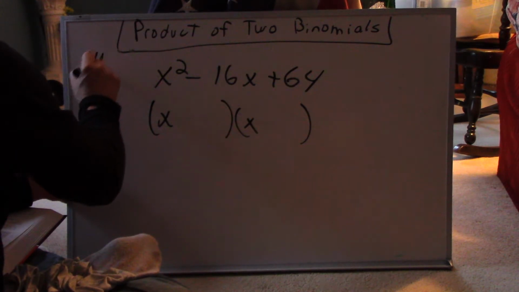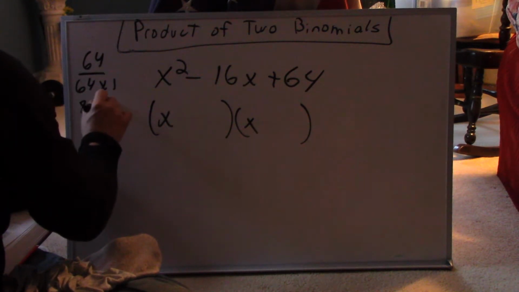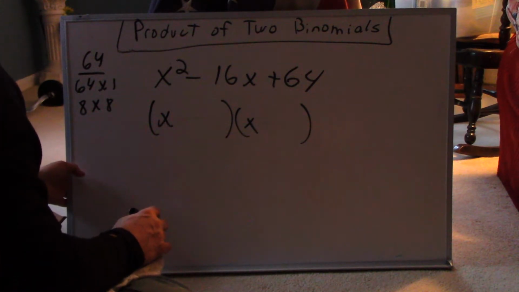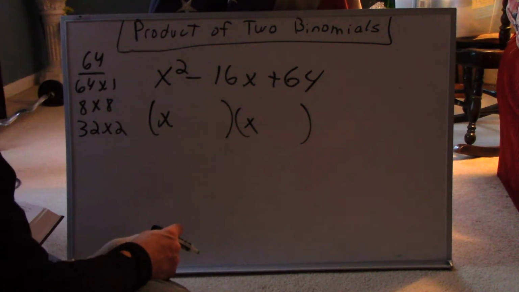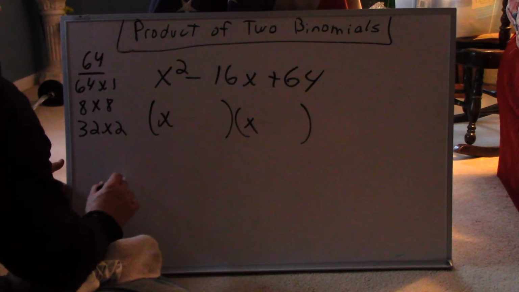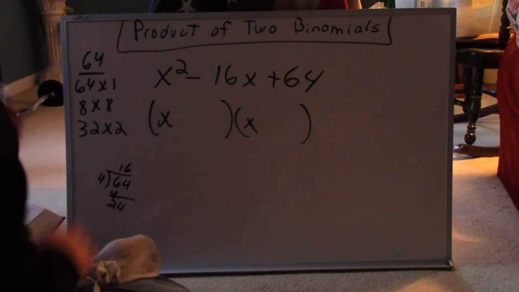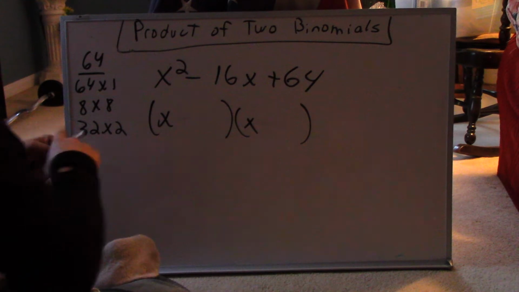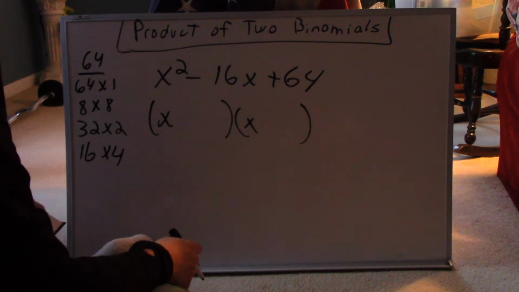64, let's see. 64 times 1. 8 times 8. Ooh, that's probably it. What else goes into 64? 2, 4, 6, 32, right? Yeah, 32 times 2. There's more for sure. Wait, 64 divided by 4 is 16. Right, 16 times 4. I'm just tired. So those are all factors of 64.